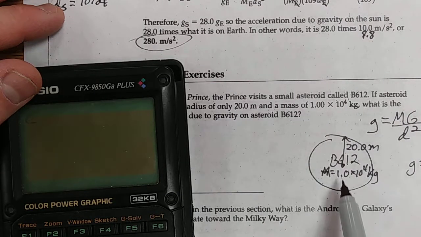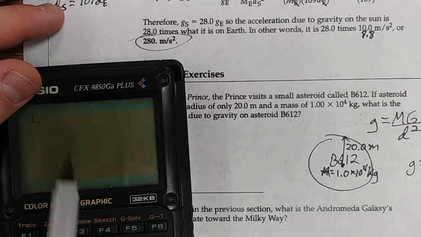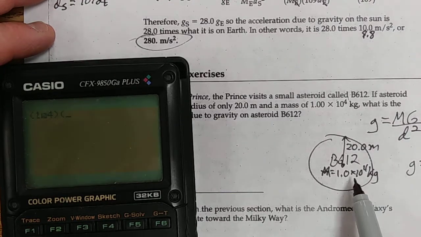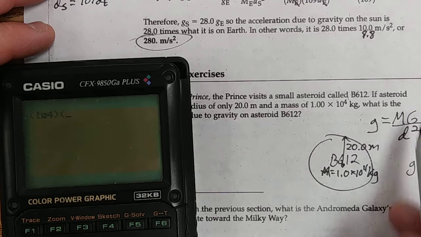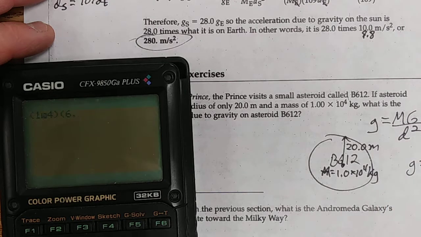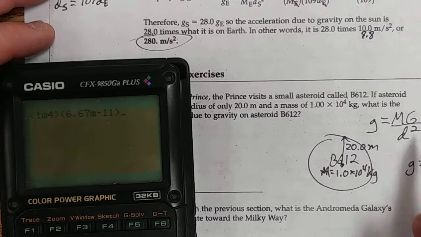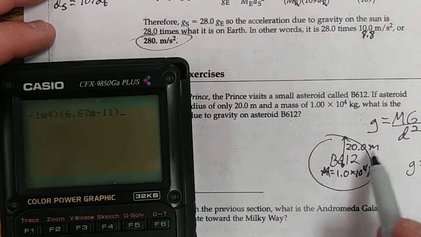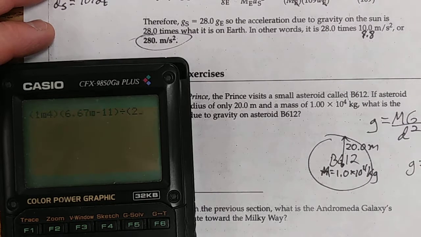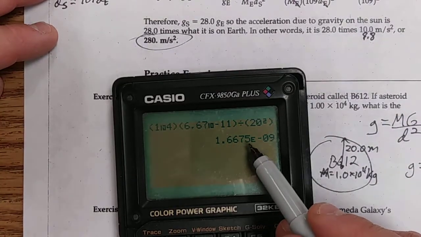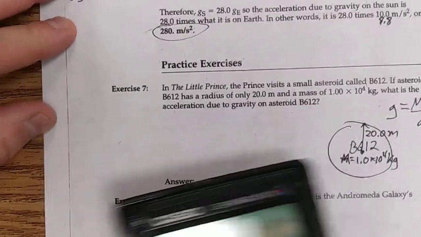The mass is 1 times 10 to the 4th kilograms, times the gravitational force constant, 6.67 times 10 to the negative 11, and divided by the radius squared, which the radius is 20 meters, divided by 20 meters squared. The value that I'm getting for that is 1.6675 times 10 to the negative 9th.